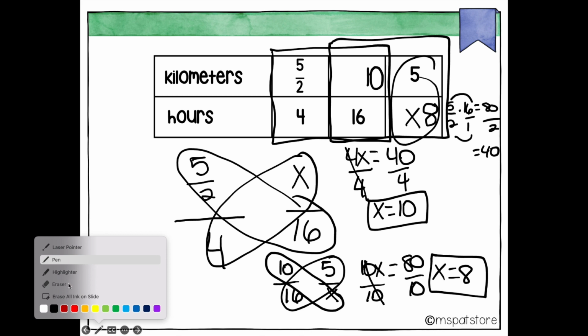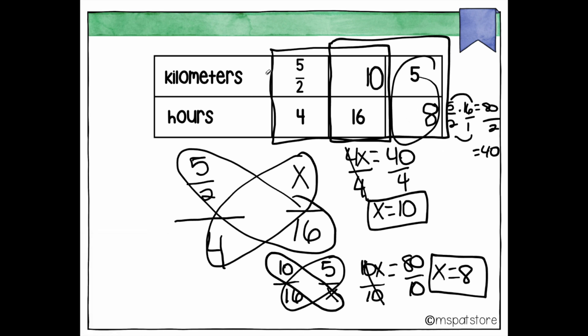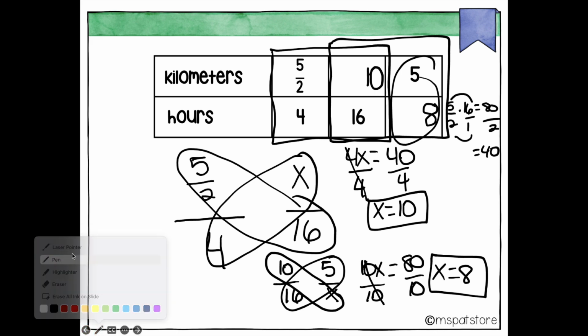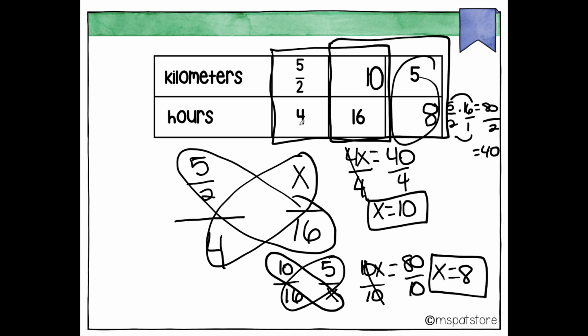Basically, I do this when I have a ratio table with rational numbers on it, and I cannot see clearly what they're doing, if they're multiplying here by 2 or multiplying here by 4. What is it that they're doing to generate an equivalent ratio?